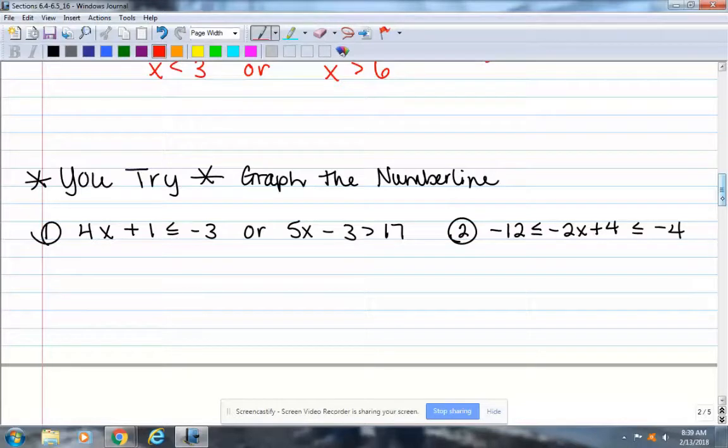All right. So is number one an and or an or? How do you know? It says or. How do you solve an or? Do I do anything fancy? No, I just solve both of them, right? So the first one I'm going to subtract 1, and I get 4x is less than or equal to negative 4, and I divide by 4. And I get x is less than or equal to negative 1.